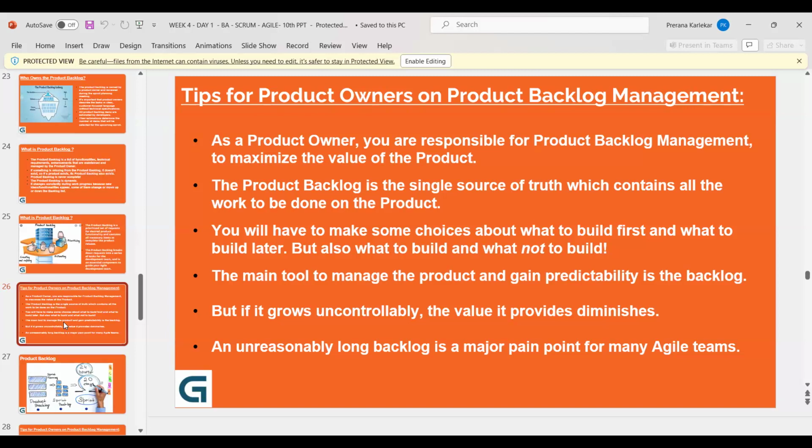And the last one, who can read? I will read. An unreasonably long backlog is a major pain point for many agile teams. Thank you. Yeah. Thank you so much, Shilpa, for reading this out. Yeah. So by now you are pretty much clear with product backlog as well as what it takes for a product owner to really manage them. Okay.